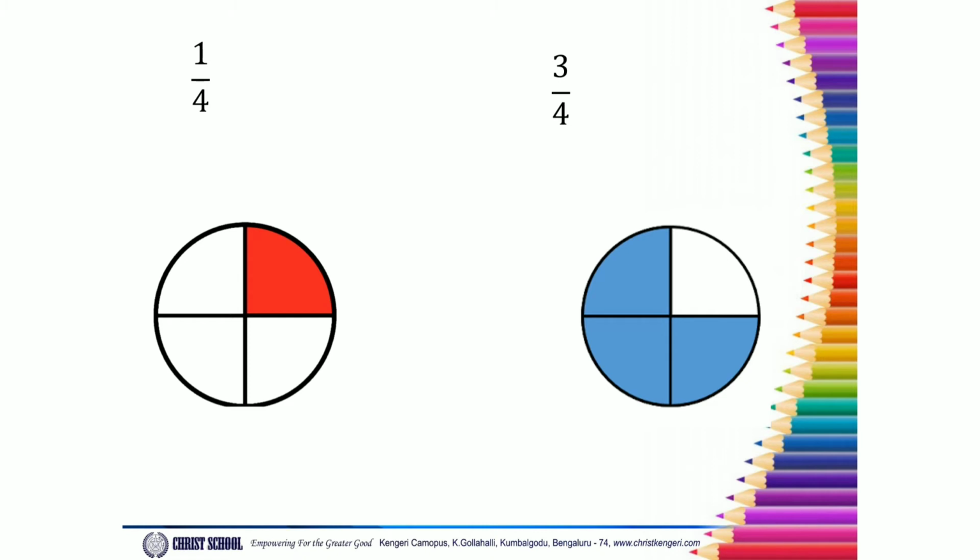Now which fraction is bigger? If the fractions have the same denominator, we need to compare the numerator. The fraction with the bigger numerator is bigger. Here, this fraction has a bigger numerator, 3, when compared to 1/4. Yes, so 3/4 is greater than 1/4.